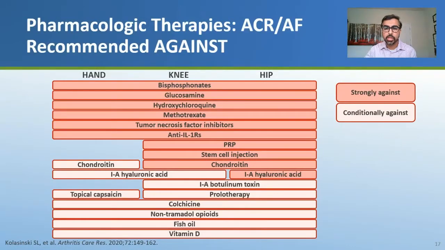There's a conditional recommendation against intra-articular hyaluronic acid for the hand and the knee, and a strong recommendation against the use of it in the hip. There's a conditional recommendation against the knee and the hip with intra-articular botulinum toxin, as well as prolotherapy, and a conditional recommendation against using topical capsaicin for the hand, and overarching, conditionally against the use of colchicine, non-tramadol opioids, fish oil, and vitamin D.